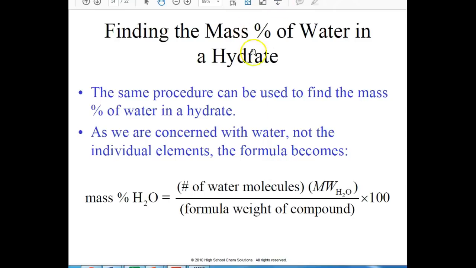So if they ask you for the percent of water in a hydrate, you're going to follow a very similar formula. You're going to do the number of water molecules on the top times the weight of water. Okay, and we know the weight of water would include 2 hydrogens and an oxygen. And then you'll divide by the formula weight of the whole compound, including the water.